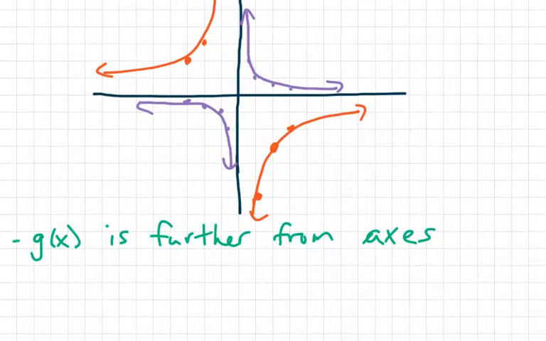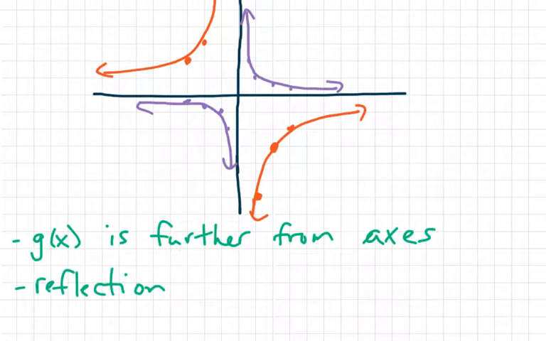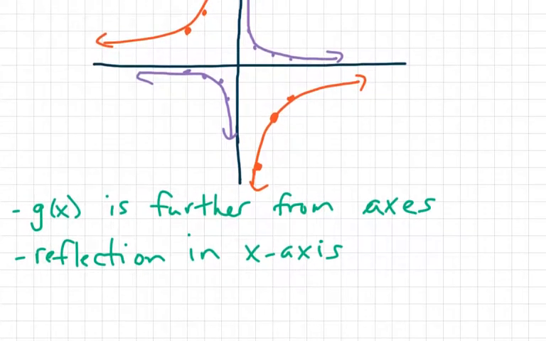Okay, what else can we say? We can say that it is a reflection in the x-axis. What else can we say? Let's talk about the domain and range.